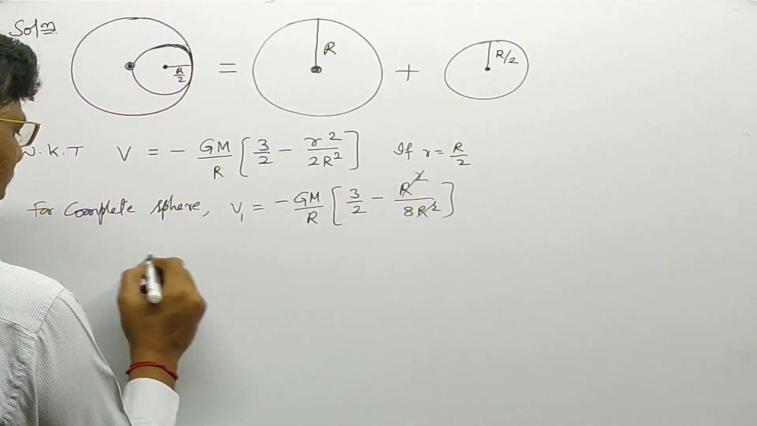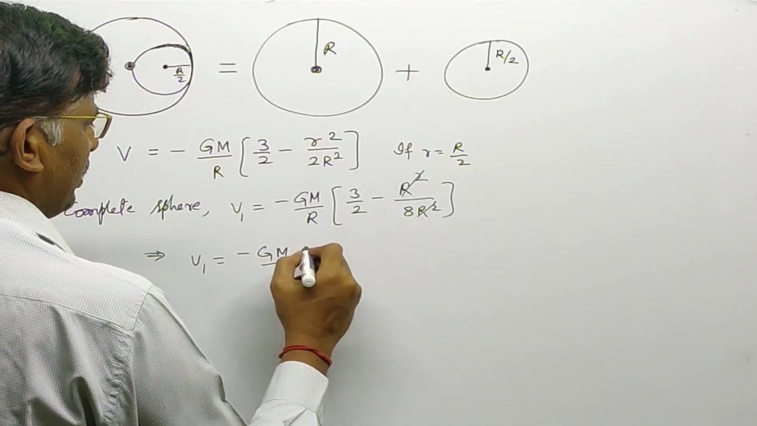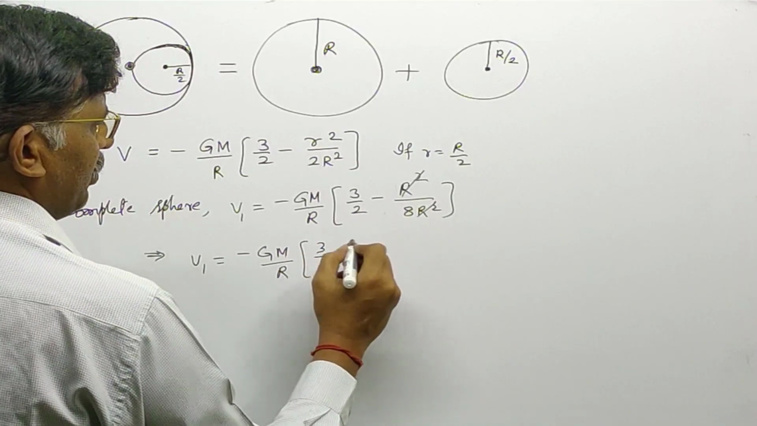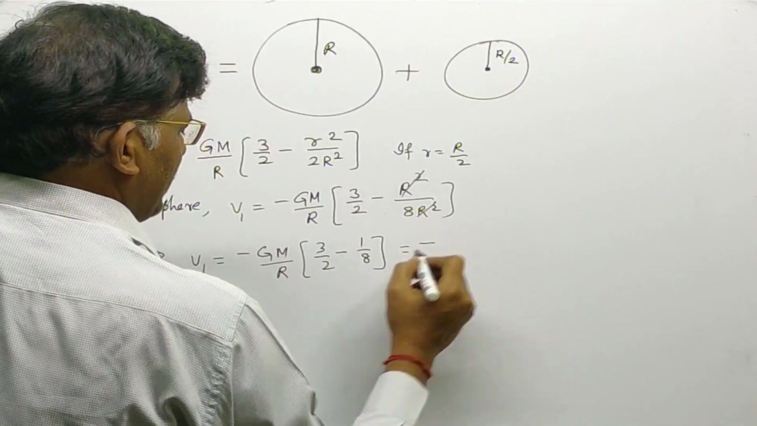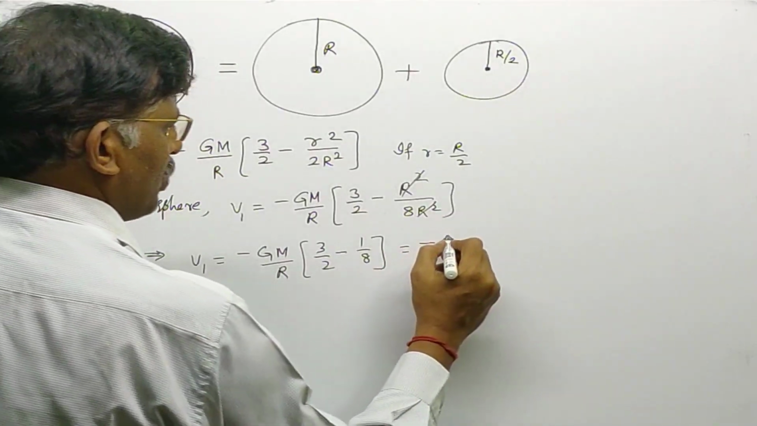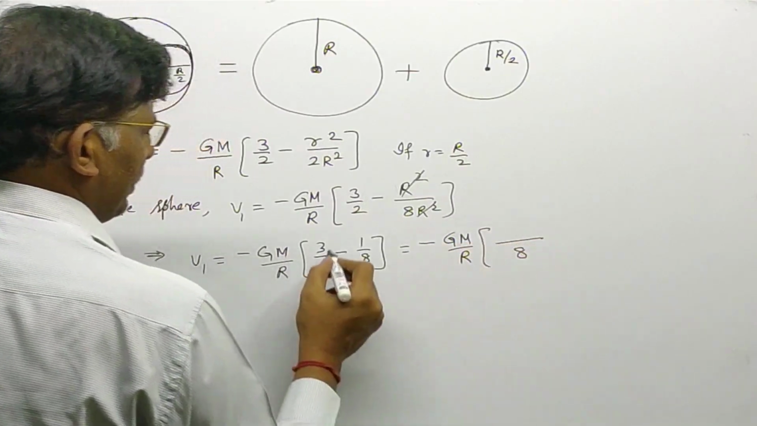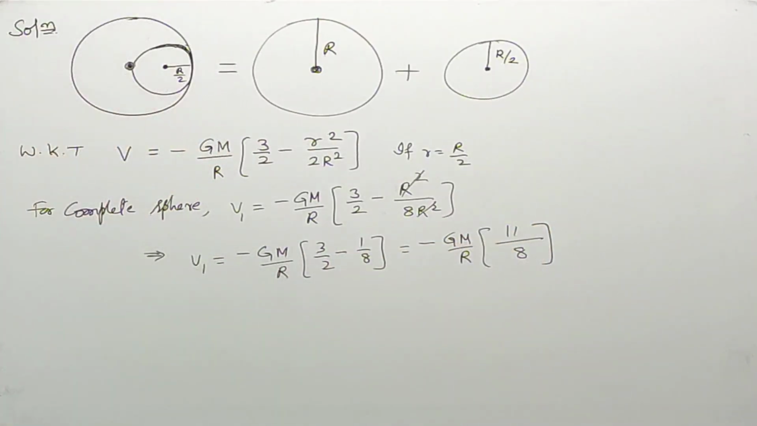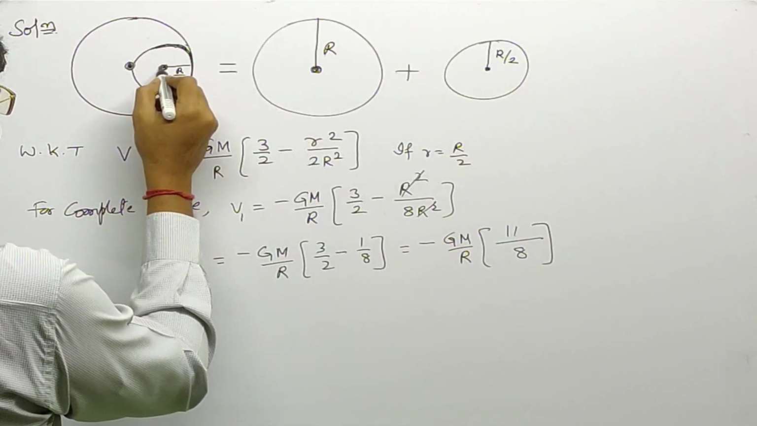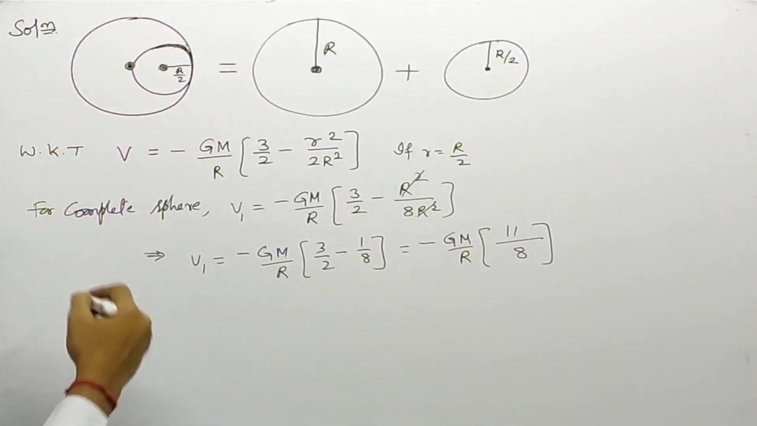So R square cancels. That implies V1 is equal to minus GM by R into 3/2 minus 1/8. The LCM is 8, so that is equal to minus GM by R into 12 minus 1 over 8, which is 11/8. So this is V1, the potential at this point due to a complete sphere.